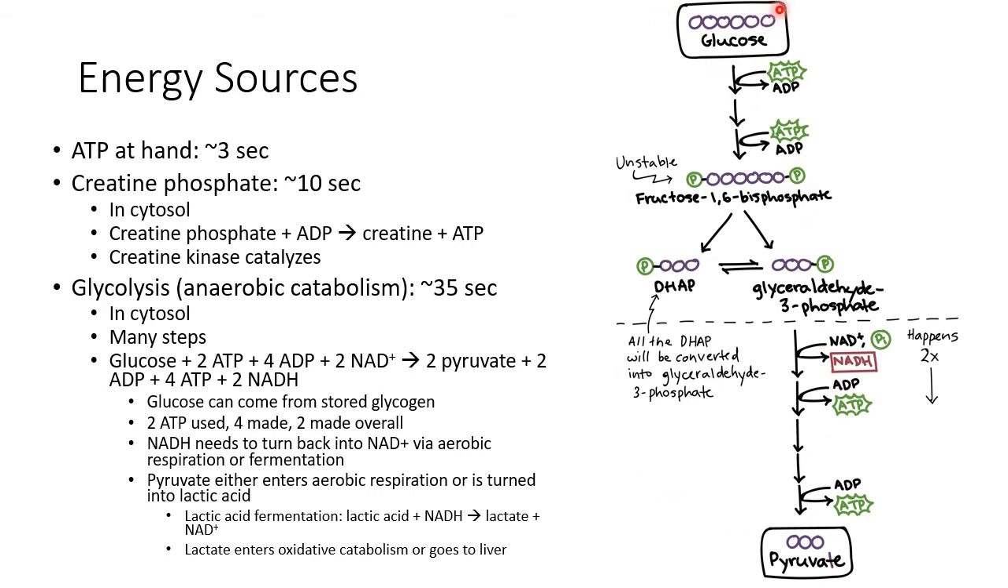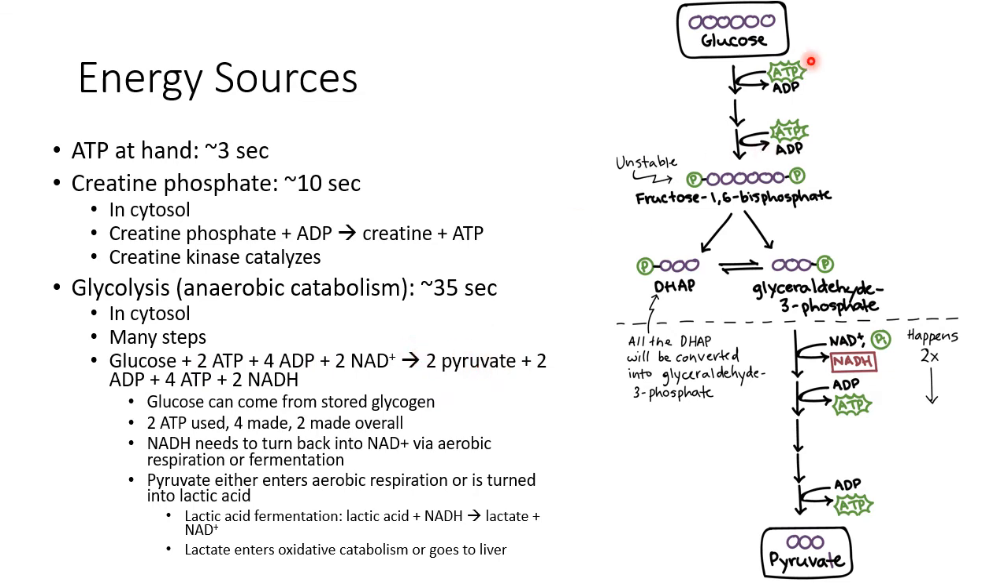But glucose has 6 carbons in it. At this step right here, you are splitting the 6 carbons into 2, so you get 2 molecules that each have 3 carbons, and then those are converted finally to pyruvate, and pyruvate has 3 carbons. So each glucose is going to give you 2 pyruvates. So you start with glucose and you get 2 pyruvate.